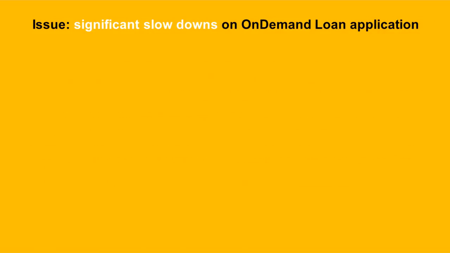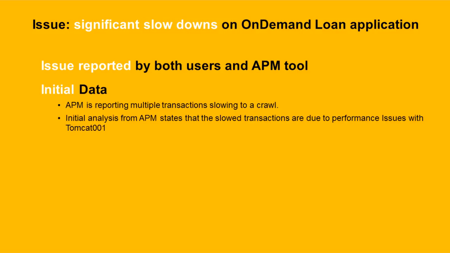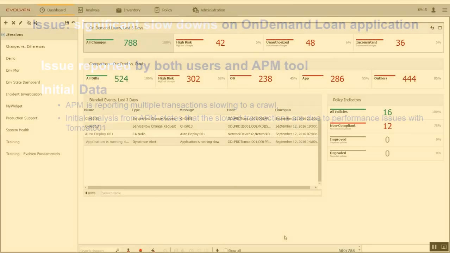So let's set up the scenario. Basically what's going on is my on-demand loan application is having significant slowdowns. The issue has been reported by the users in the APM tool, and the initial data is telling us that it looks like it's coming from Tomcat 01. So let's go ahead and find and resolve this issue.